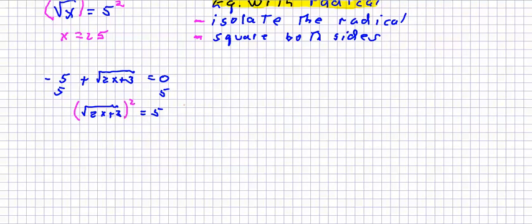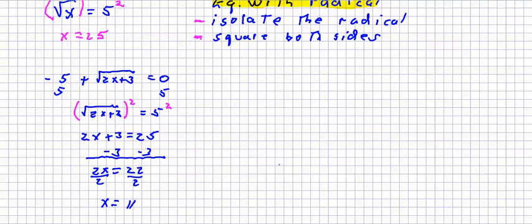Repeating, of course, you must have parentheses. And I get 2x plus 3 equals 25, and then I solve this equation. Minus 3, minus 3, 2x equals 22, divide by 2, divide by 2, x equals 11. All right, pretty straightforward. Isolate the radical, square both sides.